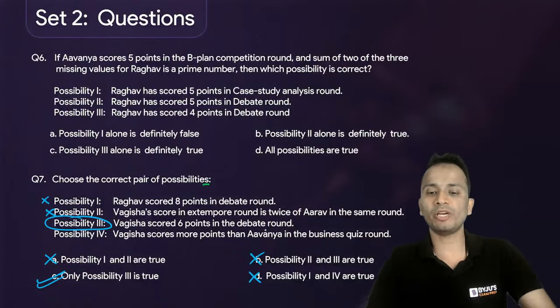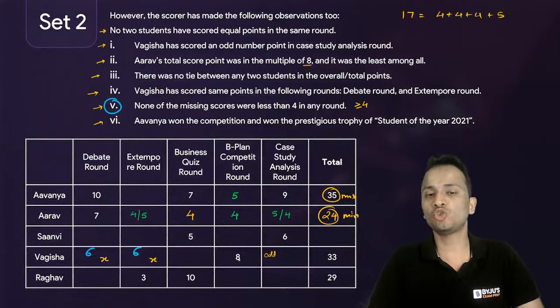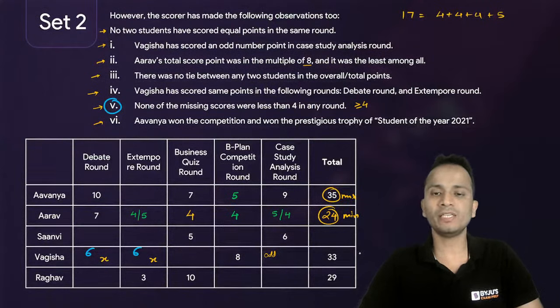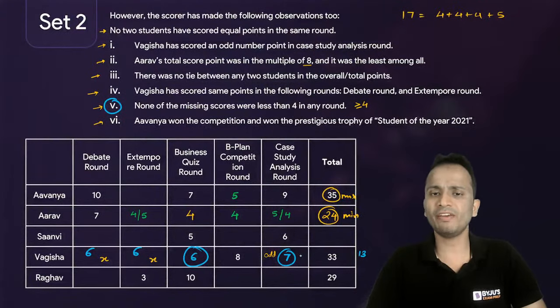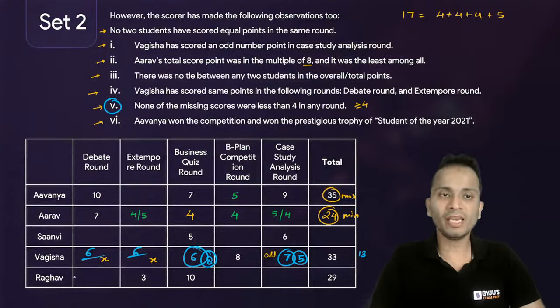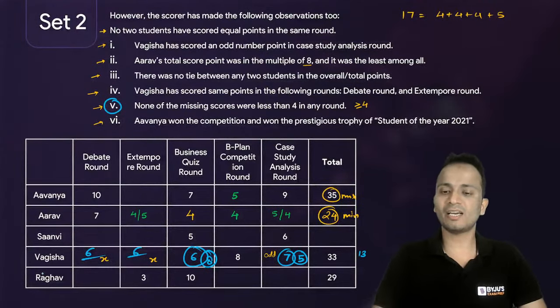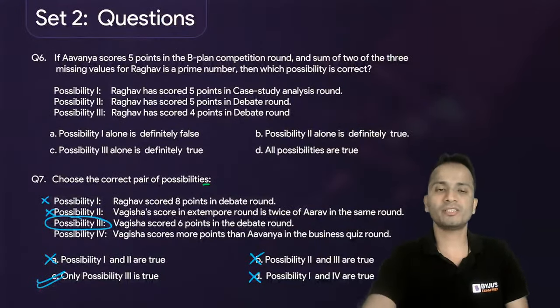So Vagisha scored 6 points in debate round. Vagisha 6 in debate, 6 here because these two are equal. 6 plus 6 is 12 and 8, 20. 20 is gone out of 33, 13 is left. So I can put a 7 here and a 6 here, which is possible, right? I cannot put 9 here. Can I put 5? Yes, I can put 5 and 8 here, which is also possible. So yes, Vagisha can score 6 in debate round. So that is the correct one. So the correct answer for this question is option C.